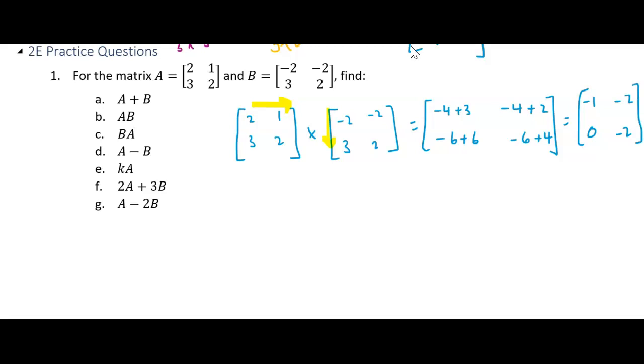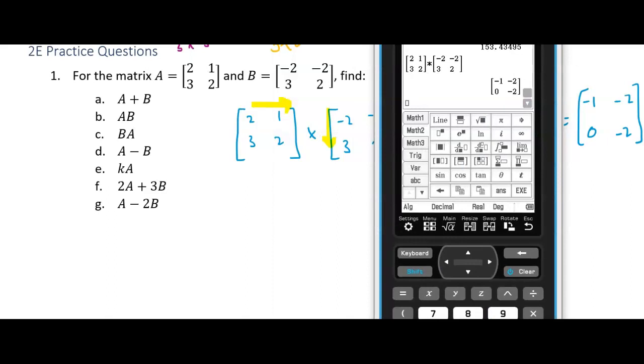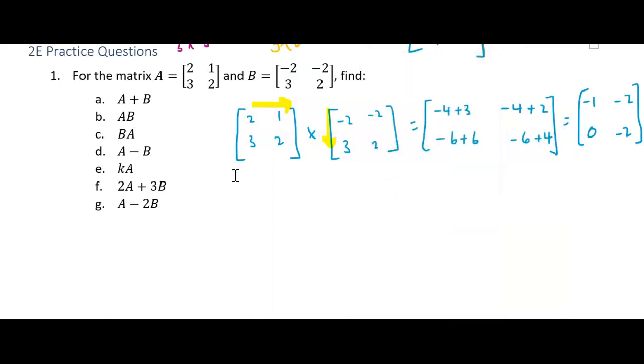Now I might just quickly show you on your calculator. So you can just get the 2 by 2 up quite quickly. 2, 1, 3, 2, and we're multiplying that by -2, -2, 3, 2. Right, so you can see there's your answer. All right, BA you can also do, but I'm not going to do every single one of them.